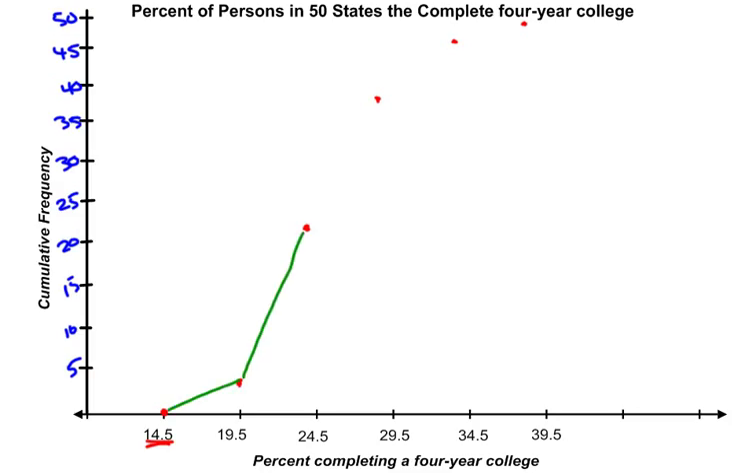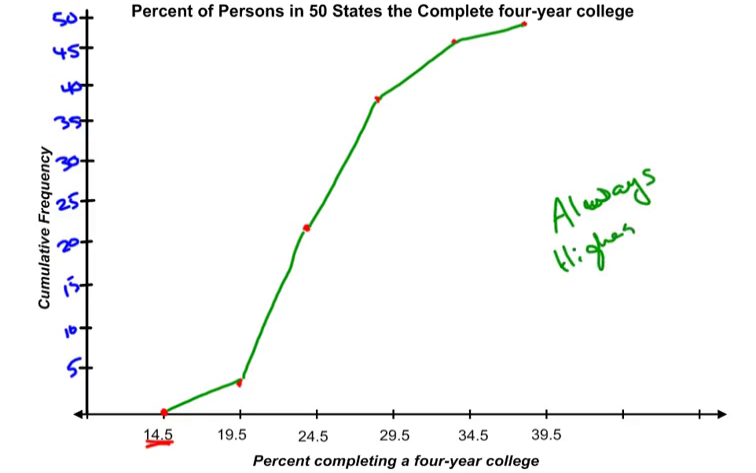And what the ogive does more than anything is show you where you had the most growth or the most occurrences of something. So again, it's always going to be pointing up at the end. It's always got its highest point, always highest at the end. When you're doing an ogive, it always goes up. It never goes down.